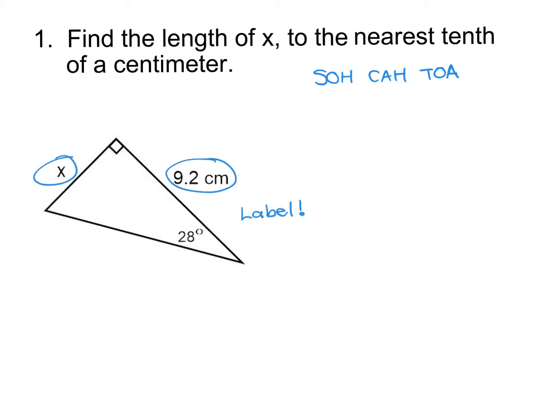So these are the sides that we're actually going to label. So don't bother labeling all three sides. We really just need to label two sides. And this right here is our angle of reference because that's what they've given us. So let's label it according to that 28 degrees.